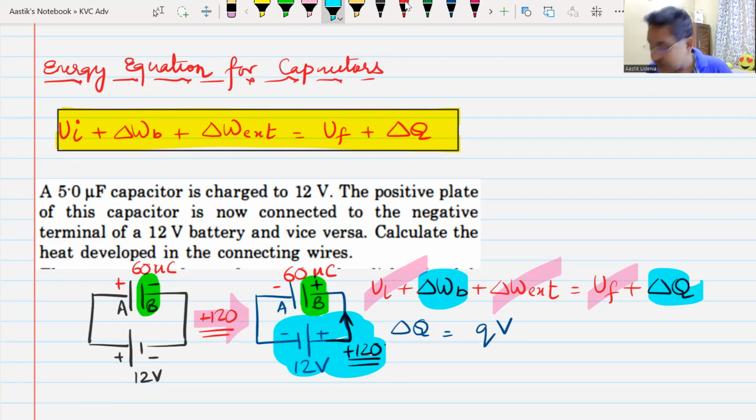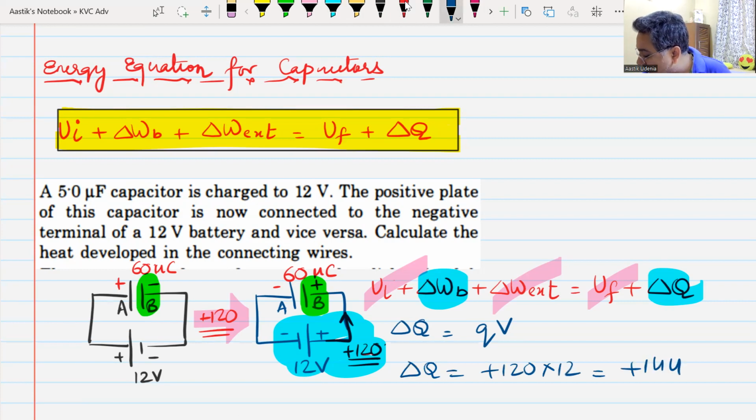Positive, sir. And that is equal to the heat developed in the wires. So plus 120 microcoulomb multiplied by 12 gives plus 144 microjoules. That is the energy given out in the form of heat.